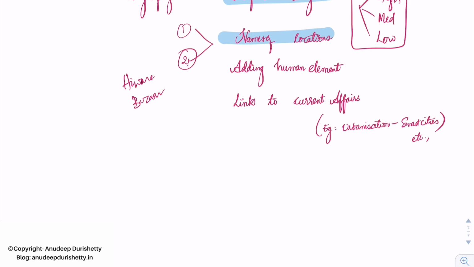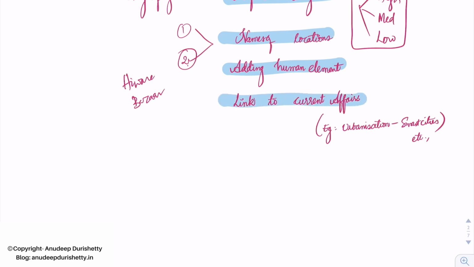Also, wherever possible, add the human element in your answer. Example, for a geographical question on monsoon, we can add a human element such as how it impacts the cropping pattern and how it affects the local population.